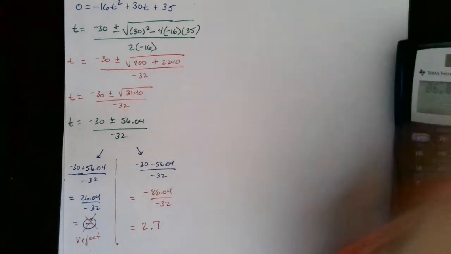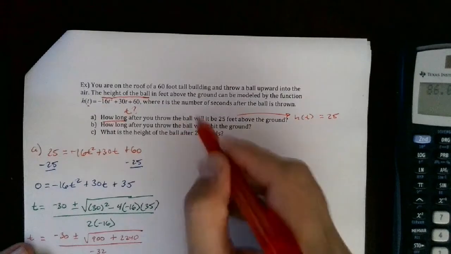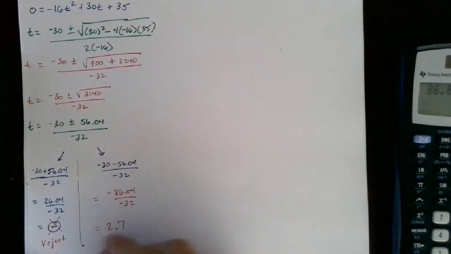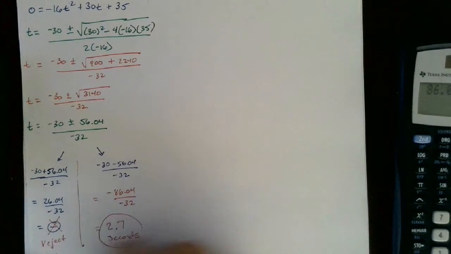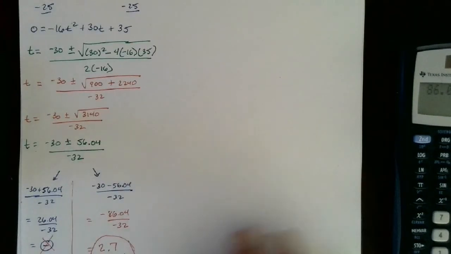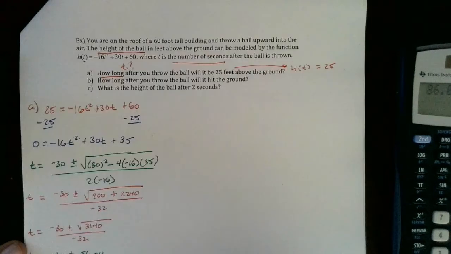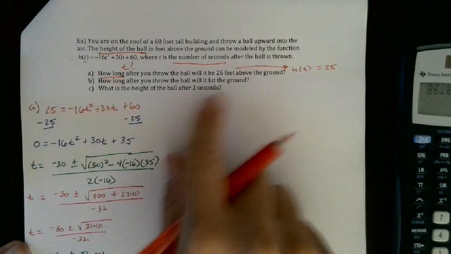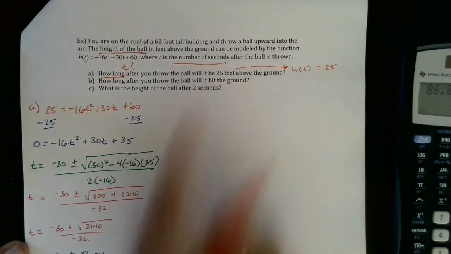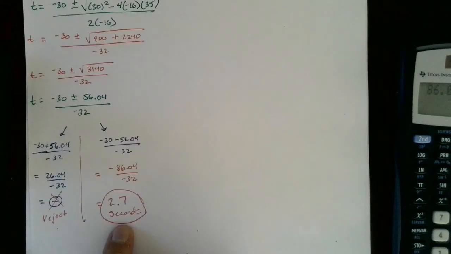Remember what we found? We found time. Time was measured in what here? Number of seconds. Make sure you have units. This is 2.7 seconds. So the ball will be 25 feet above the ground. That's what we found when the height was 25, right? That's what we're asked for at 2.7 seconds.